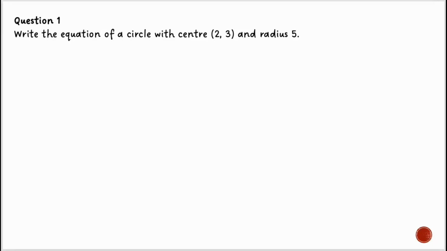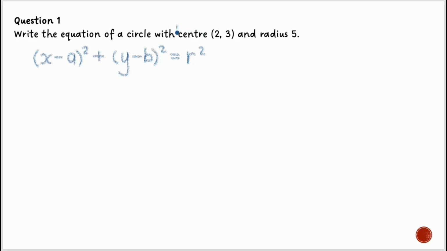Write the equation of a circle with center 2, 3 and radius 5. So what we are going to do first is start with the general equation. Now what does that look like? It looks like this: (x − a)² + (y − b)² = r². So that is our very first step. We start with the general equation.